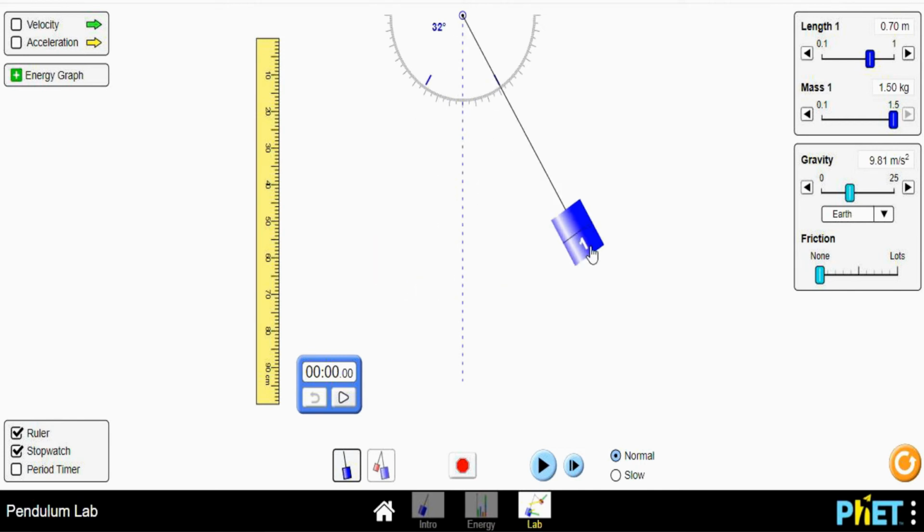Does more mass affect the time period and frequency? Let's check. Start. 1, 2, 3. 5 seconds. And now, again 40. And let's reset it.